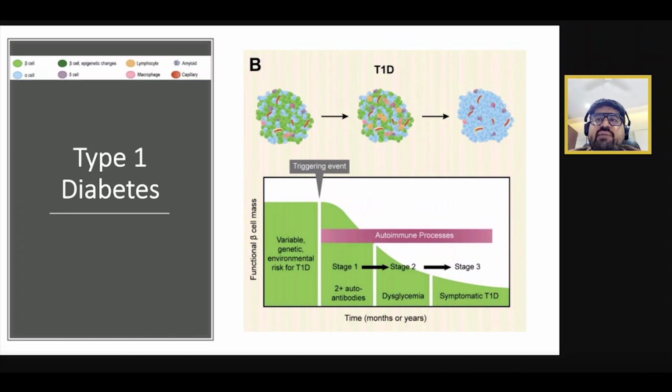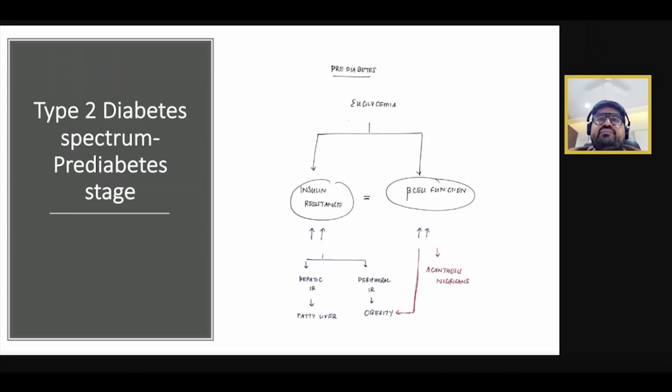So even in a patient with type 1 diabetes, even though it's a classical example of beta cell dysfunction, they tend to have a little bit of insulin resistance.